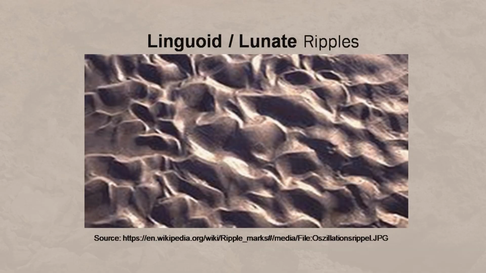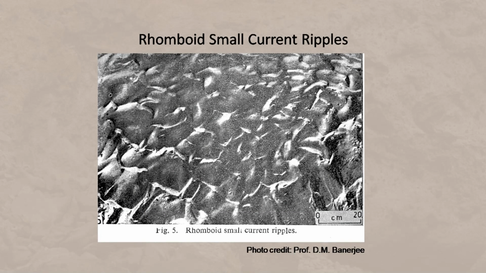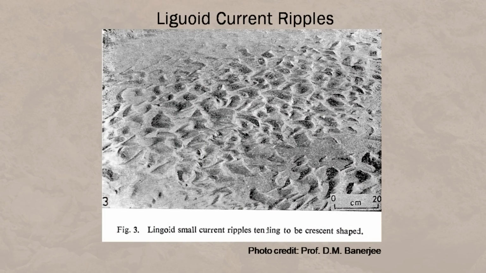Now some field outcrop examples are: this is a linguoid lunate ripple. This is a rhomboid small current ripple from the Yamuna sand plain. This is a linguoid current ripple, again from the Yamuna sand plains.